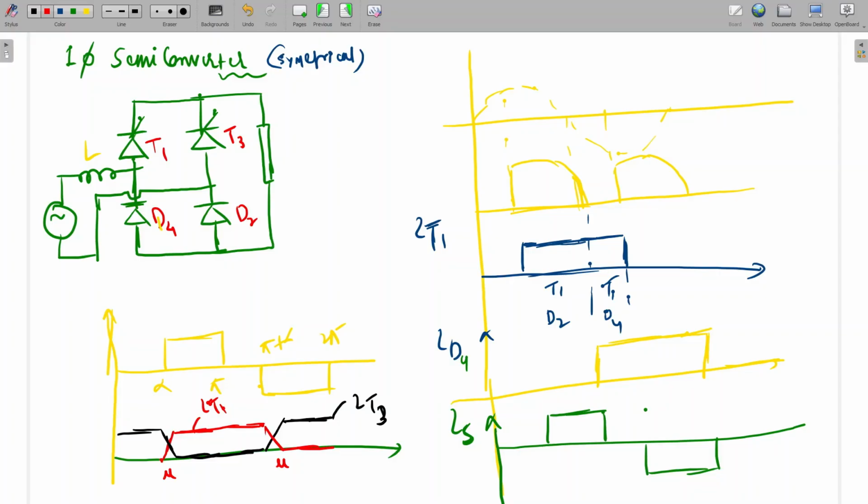See, already we have derived this formula. What will be the formula in the normal case? How much time will T1 conduct? So T1 will conduct for how much duration? Pi minus alpha or pi plus alpha? No, for this case, how much will it conduct? T1 will conduct for pi minus alpha.